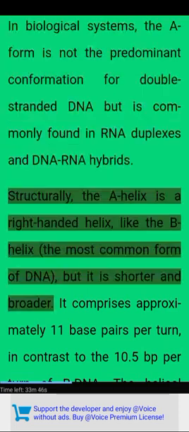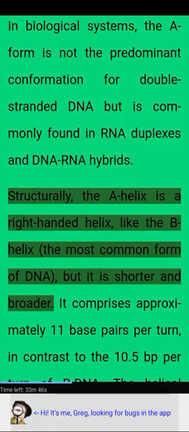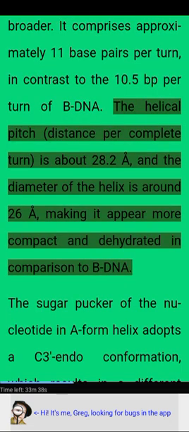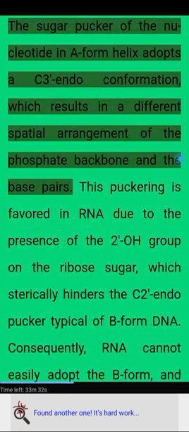Structurally, the A helix is a right-handed helix, like the B helix, the most common form of DNA, but it is shorter and broader. It comprises approximately 11 base pairs per turn, in contrast to the 10.5 base pairs per turn of B DNA. The helical pitch, the distance for a complete turn, is about 28.2 Å, and the diameter of the helix is around 26 Å, making it appear more compact and dehydrated in comparison to B DNA.